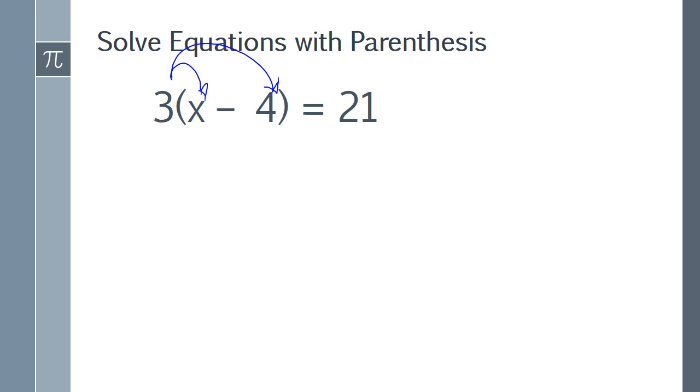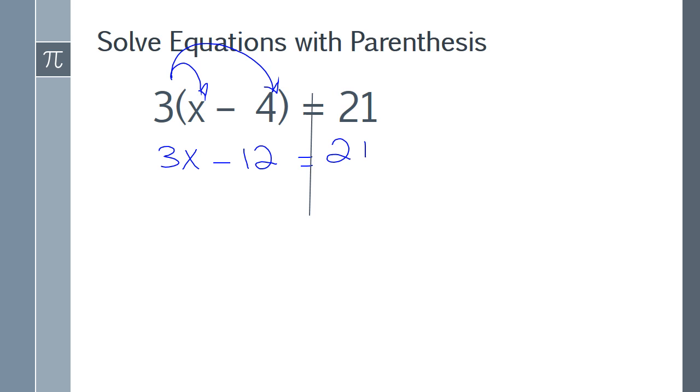So in our first example, we have 3 times (x minus 4) equals 21. I'm going to use the distributive property to distribute 3 into x minus 4. That means I'm going to have to multiply 3 times x, which is 3x, and 3 times negative 4 equals negative 12. As you notice here, I have my line that I put over the equal sign to remind myself of what I need to do between the two sides.